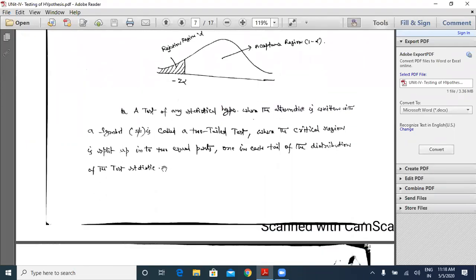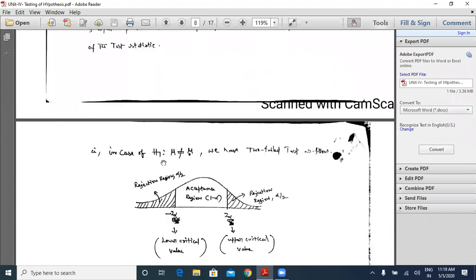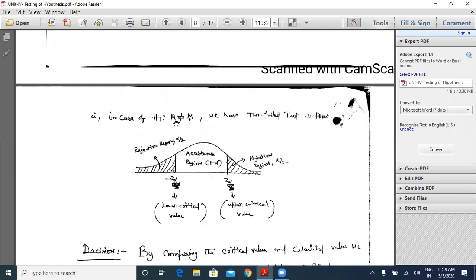Next, if H1 is mu not equal to mu naught, then it is called a two tail test, where the critical region is split up into two equal parts, one in each tail of the distribution of the test statistic. So here suppose I write H1 mu not equal to mu naught. So this is a two tail test. When the symbol not equal is there between them, then you say that it is a two tail test.